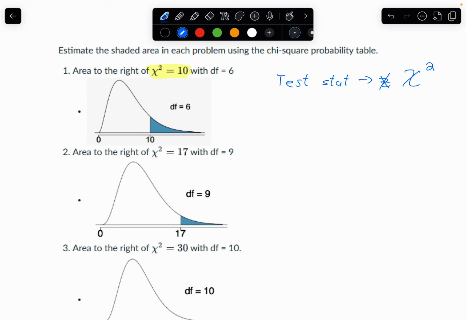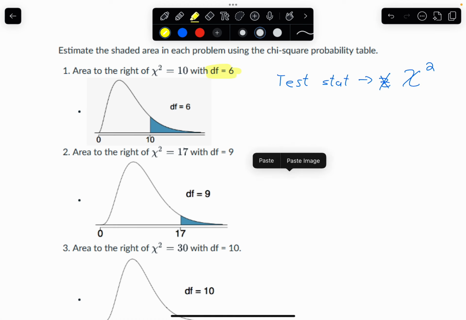That tells me what type of distribution or probability table I'm looking at. The other thing that I'm going to have to know then is what are my degrees of freedom. So in this case, I have 6 degrees of freedom. My chi-square value is 10, my degrees of freedom are 6, so I need my chi-square table. Those should be linked in the notes above, but they're also linked in our Canvas modules as well.